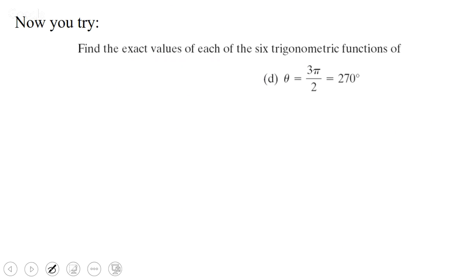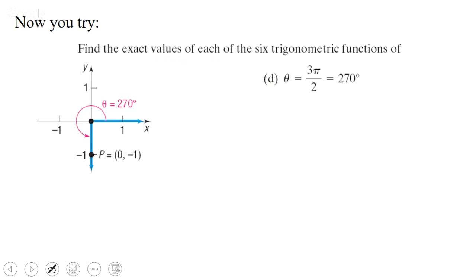So I want you to try 3 pi over 2. Okay, let's go over this. First of all, 3 pi over 2 is going straight down. That's 270 degrees. So I need to make my pretend triangle. I'm going straight down, so my vertical is -1. My horizontal is 0. My hypotenuse is 1. So there's my pretend triangle.